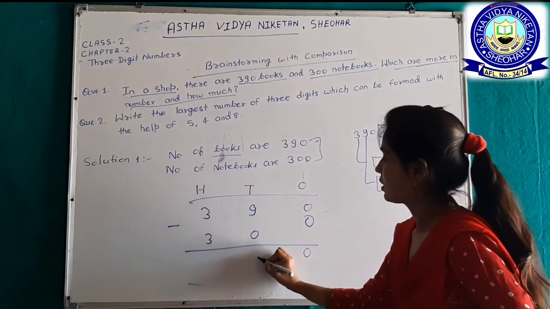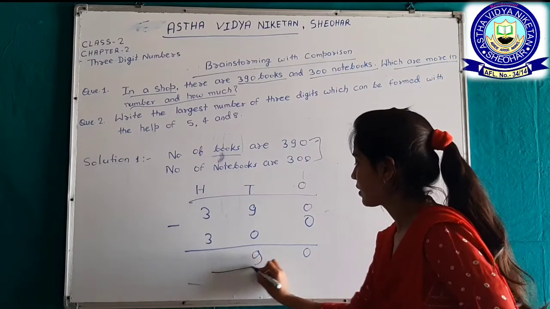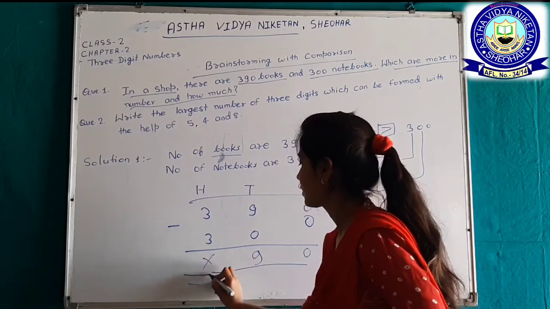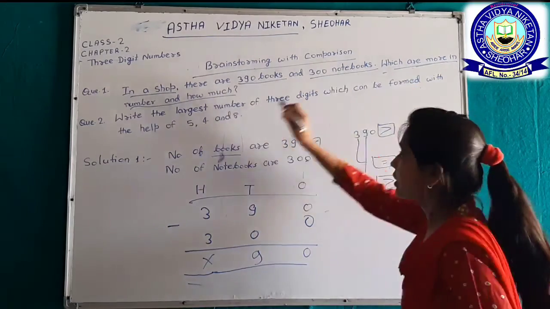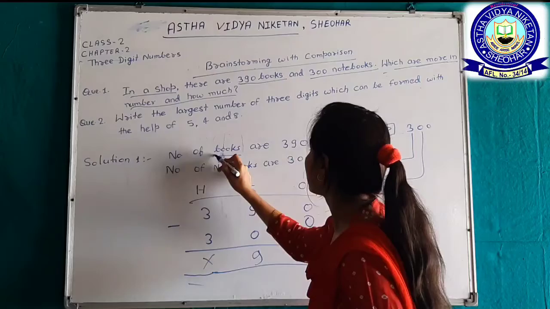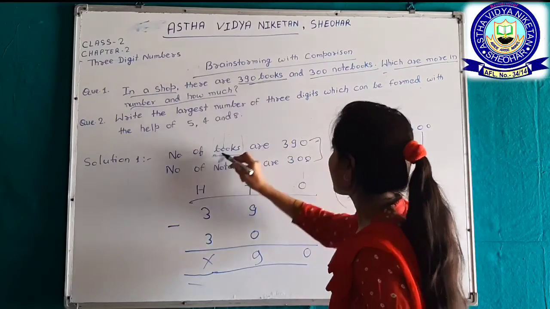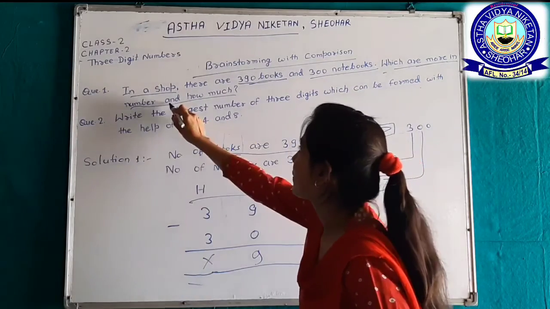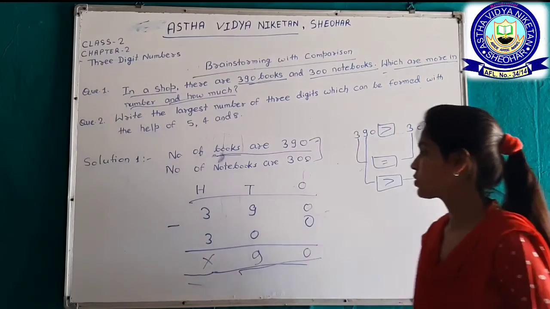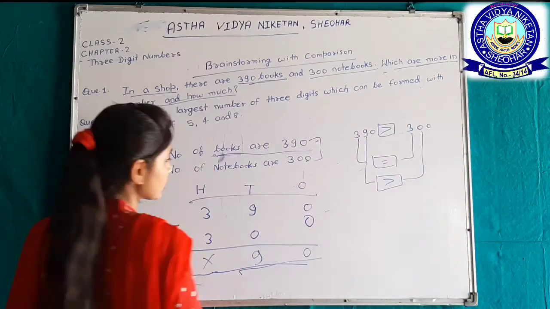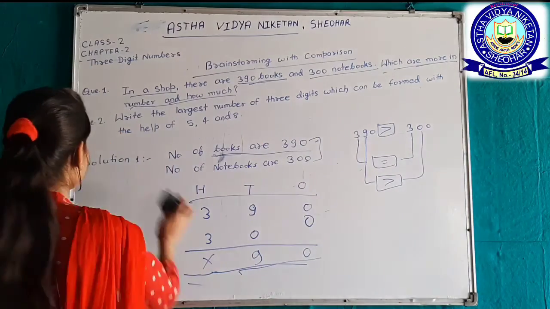So our answer is: which are more in numbers? Books are more in numbers. And how much? By 90. This is your first question solution. And now start your second question.